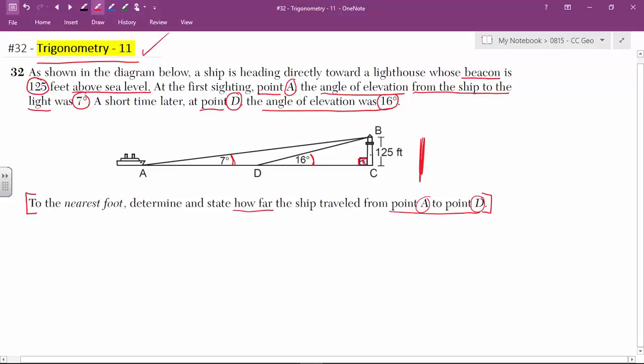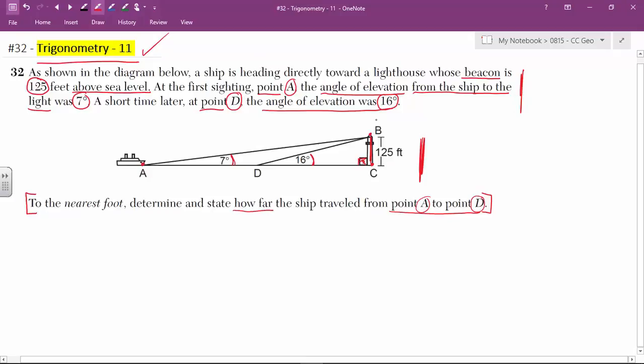So when I read this, I'm going to emphasize those pieces that they've already given you in the diagram. The sentence is kind of superfluous. So it says, as shown in the diagram below, there's a ship, as represented by A, heading directly towards the lighthouse, as represented by C. And then they tell you this beacon, point B, is 125 feet above sea level. It just means that its length is 125.